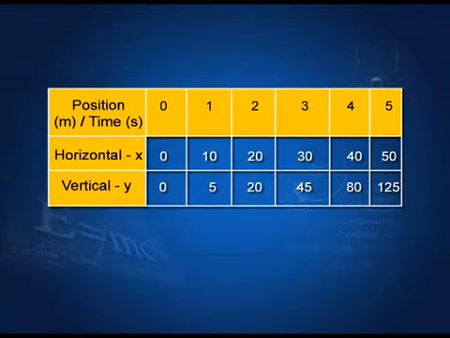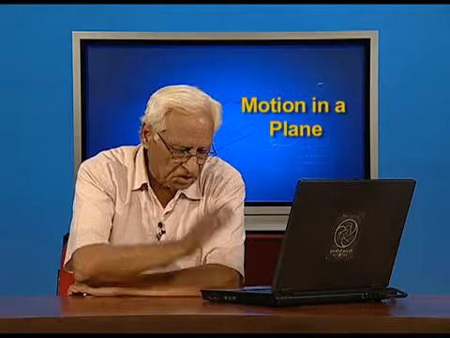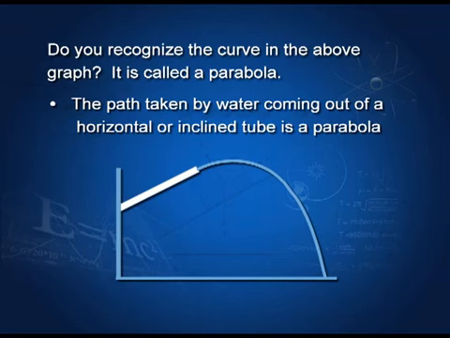Here you see on the horizontal axis, the distance is 10 meters, 20 meters, 30 meters after 1, 2, 3, 4, 5 seconds. On the vertical axis, the distance from the top is 0, 5, 20, 45, 80, 125 meters, and we plot this along the x and y axes, and we find that the curve has this shape. What is this shape? This shape is called a parabola. A curve of this shape is called a parabola.